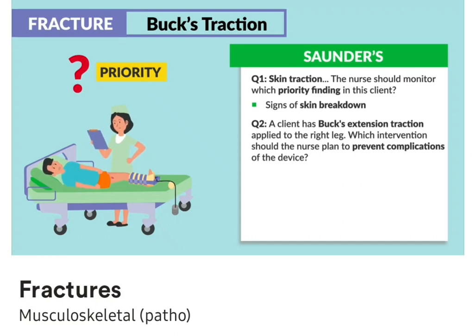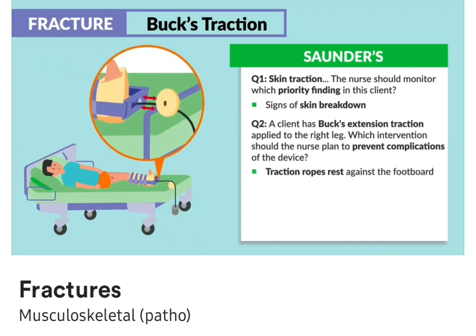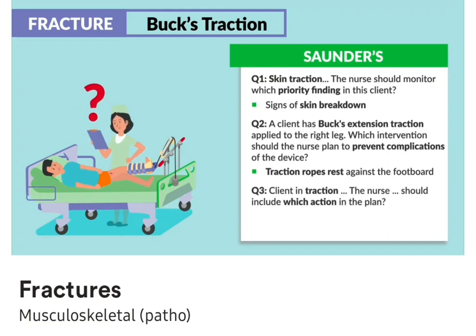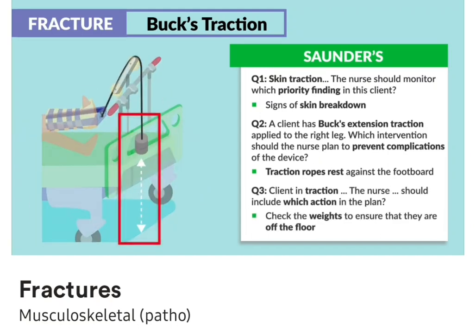A client has Buck's extension traction applied to the right leg. Which intervention should the nurse plan to prevent complications of this device? Traction ropes rest against the footboard. No, they should always be tight here. And lastly, a client in traction, the nurse should include which action in the plan? Check weights to ensure they are off the floor. Yes, always tight straps, and weights should be free hanging off the floor.